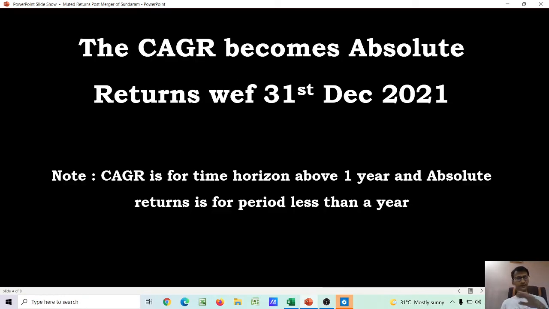Keep one thing in mind, CAGR is used for a period more than a year and absolute for a period less than a year. So you can't help it. It will automatically do that. So all KFintech apps, now what are they? They are showing Sundaram Multicap cost, maybe few days of effect, and obviously they are showing the absolute return. Which is not the correct way of showing, but that's how it is. The things have been swapped. That's why it's happening around.